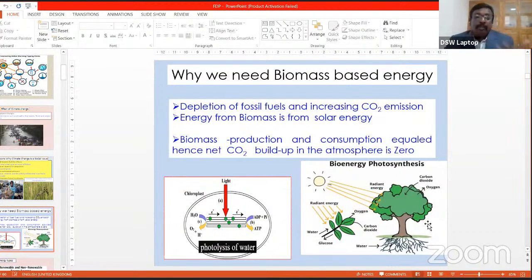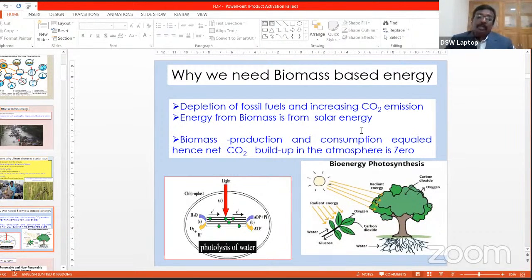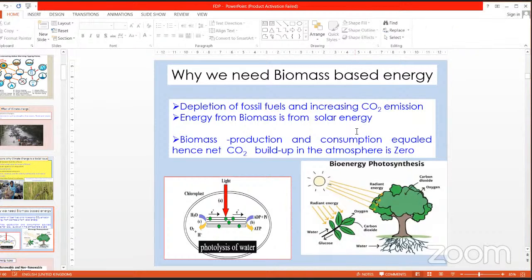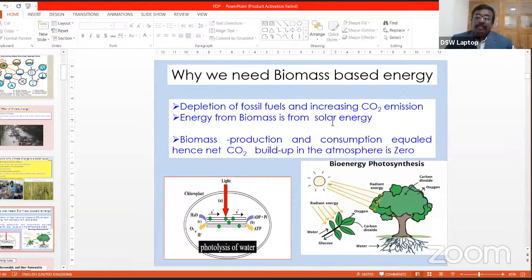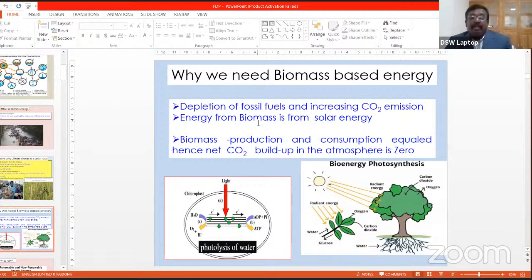When we grow biomass for energy production, the biomass energy is from solar energy. Plants absorb solar energy and convert it into chemical energy, and for that they convert carbon dioxide into carbohydrate biomass. When we burn the biomass for transport or industries, the released carbon dioxide is once again converted into carbohydrate in the biomass. Thus, the net buildup of carbon dioxide in the atmosphere is zero. So a promising alternate source of energy to mitigate global warming is biomass-based energy.